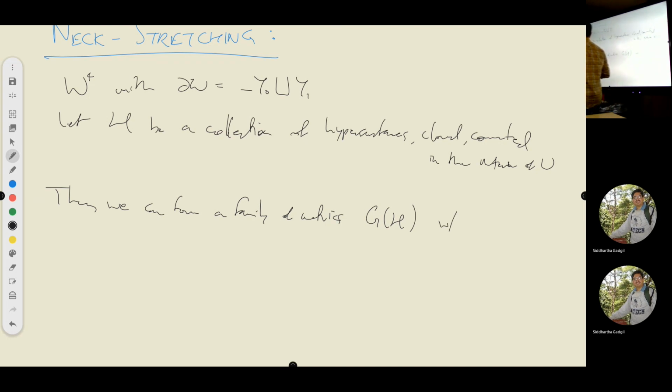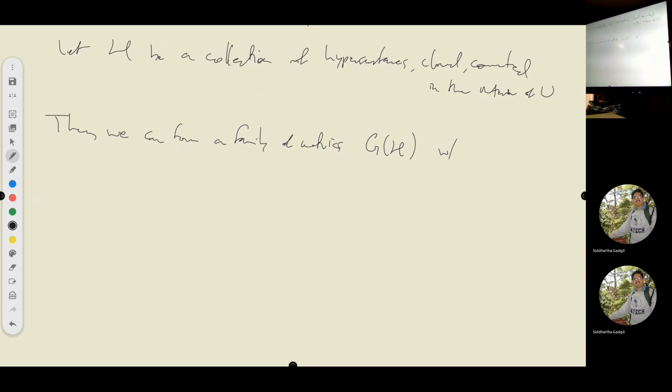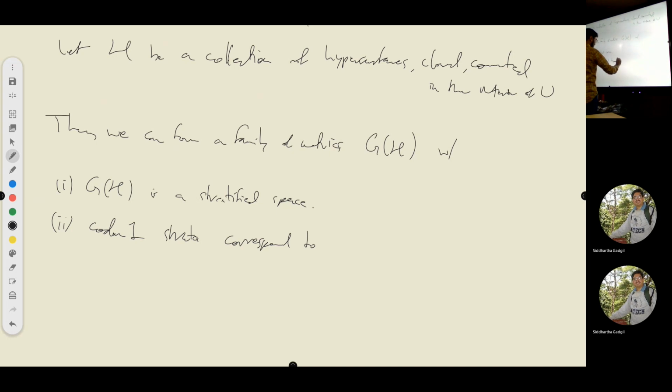And rather than talk about its construction, I'll sketch some of its properties and talk about a few examples. So the first property is that the space of metrics is a stratified space. And then the codimension 1 strata correspond to breaking, which I'll try to explain what that means, along a hypersurface.